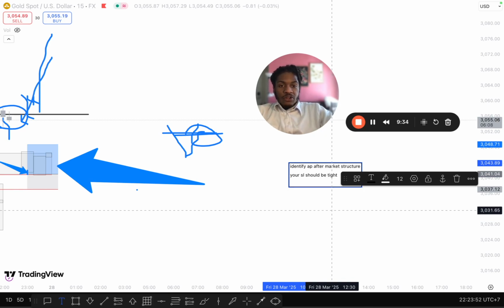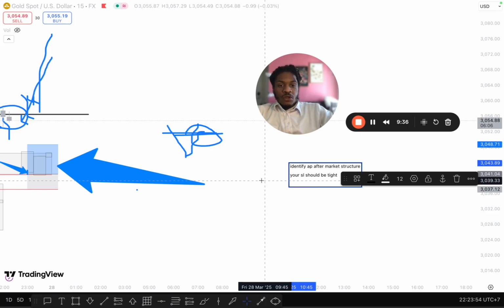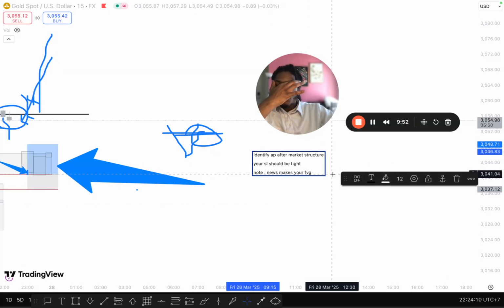And my third tip for you guys is actually not a tip, it's a note. So note, news creates or news makes your FVG. We're going to go with that rule. I don't care if you're trading forex or futures. That's your new rule. News makes your FVG.